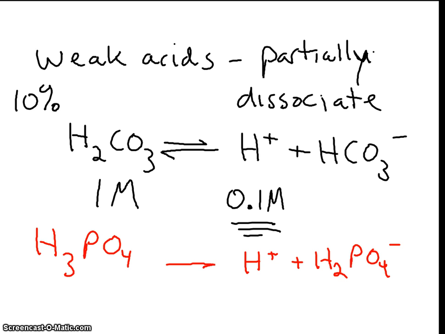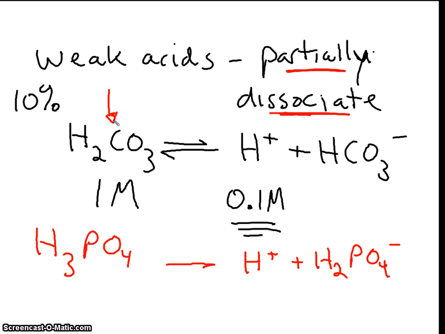Now, on the other hand, a weak acid only partially dissociates. So not all of the acid molecules are going to give up their hydrogen ion. It may be 10% or even less. Here's an example of carbonic acid, H2CO3, which we find in soda. Vinegar, acetic acid, is another example. It's not a strong acid. It doesn't completely dissociate, and that's why we can use it on foods and actually eat it.